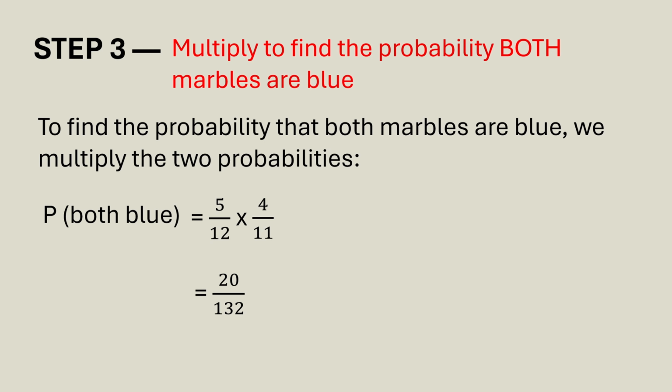Multiply the numerators. 5 times 4 is equal to 20. Multiply the denominators. 12 times 11 is equal to 132. So we get 20 divided by 132. Now simplify. 5 divided by 33. So the probability of drawing 2 blue marbles without replacement is 5 divided by 33.